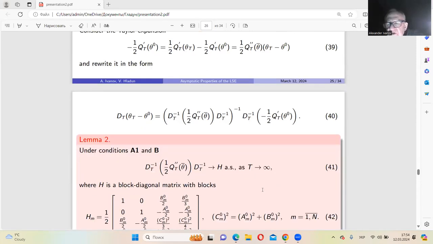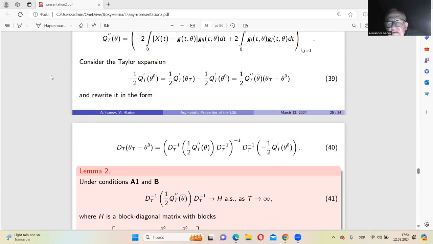I have to explain, we use a standard approach that was used by Ronald Fisher, perhaps about 100 years ago, to prove asymptotic normality of the maximum likelihood estimates. We use the same approach, but what is the complication? The complication is that we consider such an equation. This is a Taylor-like expansion. It's not a Taylor expansion because there is no such thing as a vector Taylor expansion. This Taylor-like expansion, we can write down this expansion in such a form.